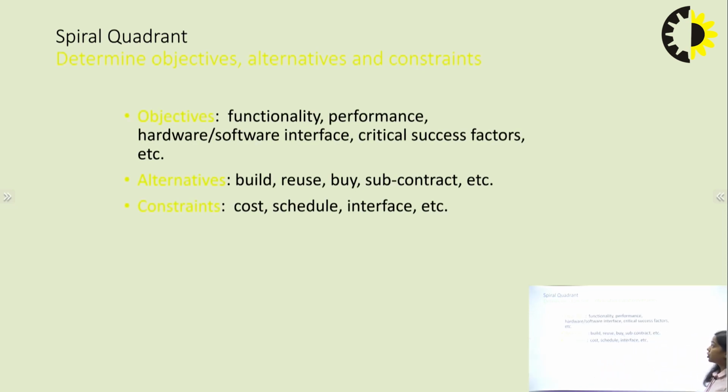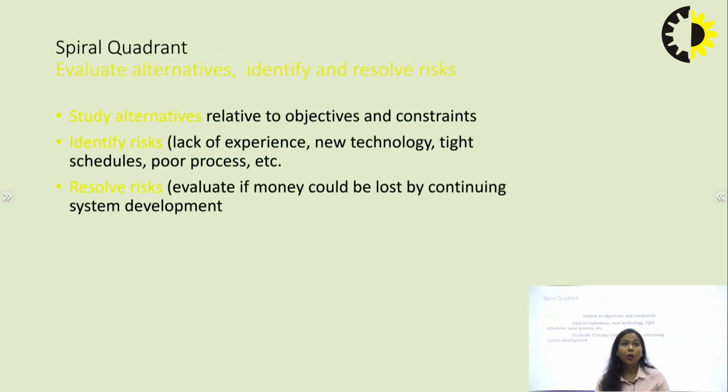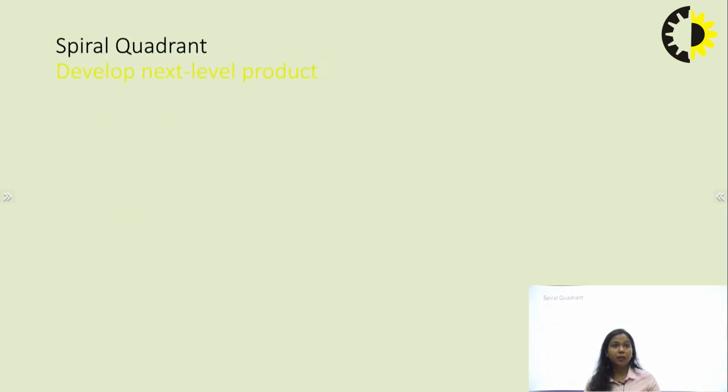Now, the spiral model determines the objective, the alternatives and the constraints. The objective is functionality, performance, critical success factors. The alternatives are to build, reuse and to contract. And the constraints, what are those? The cost, scheduling and the interface. These are the constraints in this. Now, what are the different evaluation parameters? Study the alternatives, identify the risks and resolve the risks at each and every level and every phase. That is known as the first quadrant of the spiral model.